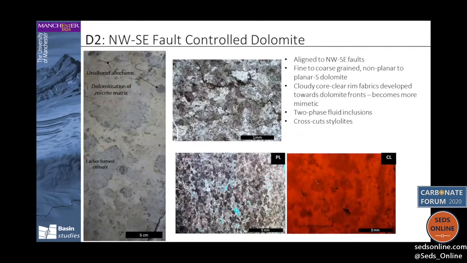So looking at the petrography of the dolomite, back to the main phase of the dolomite, which is aligned to the northwest-southeast faults. It's fine to coarse crystalline, non-planar to planar dolomite. It's usually very inclusion-rich, and cloudy core to clearing fabrics can be developed towards the dolomite fronts, where it becomes slightly more mimetic. This phase contains 2 phase fluid inclusions, and it cross-cuts stylolites, as we can see in the top photomicrograph.